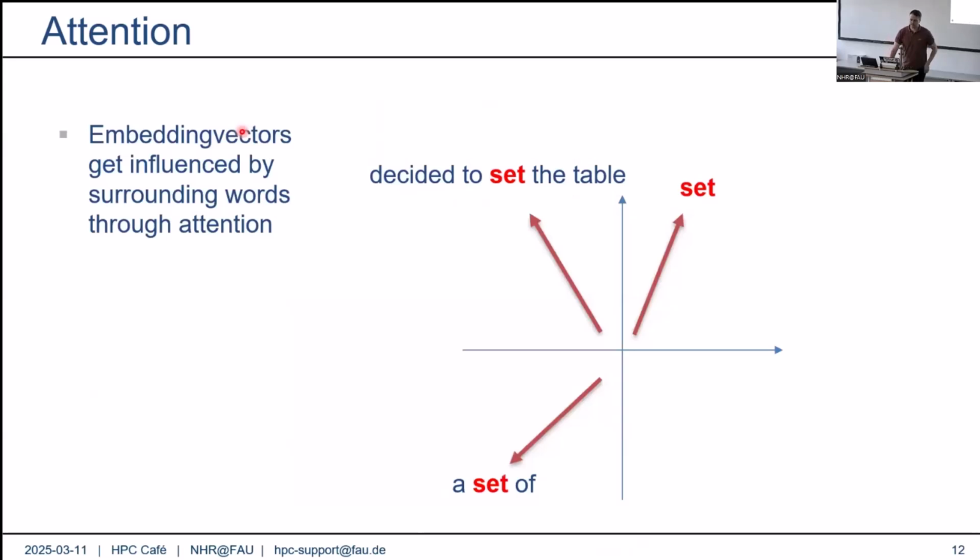So if we look at those embedding vectors as actual vectors, they get influenced by surrounding words through this attention mechanism. So we see "set": just a single word, set, has an embedding which has a direction, and after it is in company of "decided to set the table", it will get moved to a meaning that's closer to this context, or a set of tools, whatever other meaning, right?